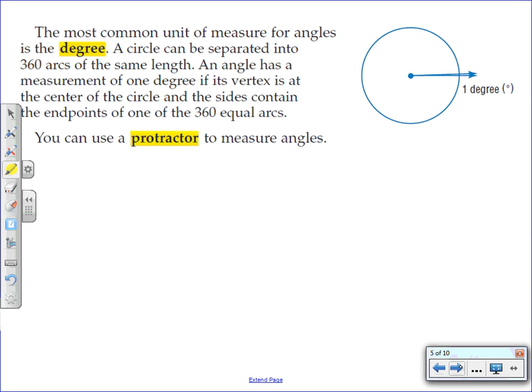The most common unit of measurement for angles is a degree. So there's your next definition. A circle can be separated into 360 arcs, or 360 degrees. The tool we use to measure angles is called a protractor. So there's your next definition.